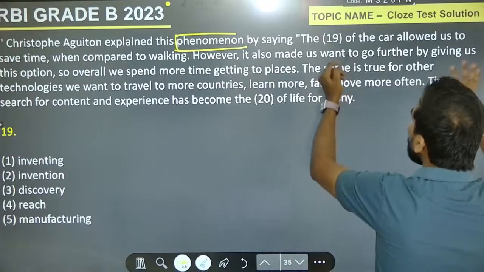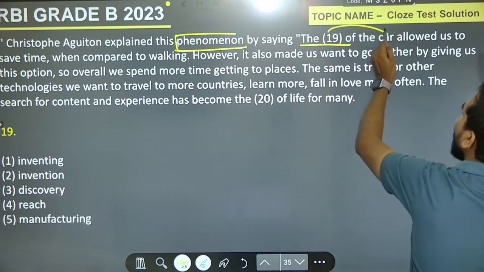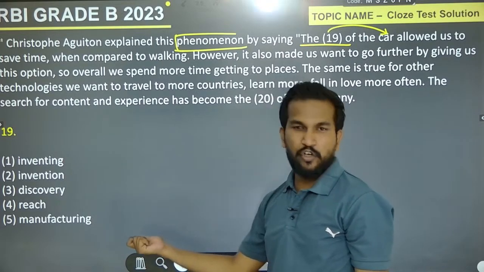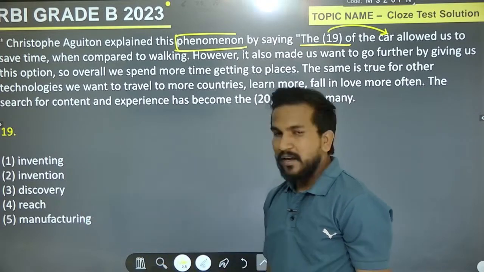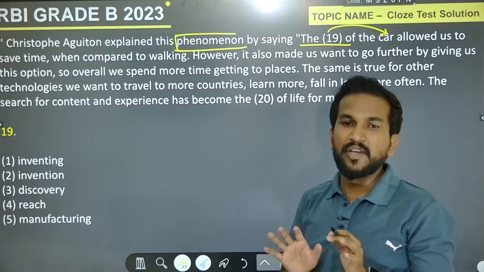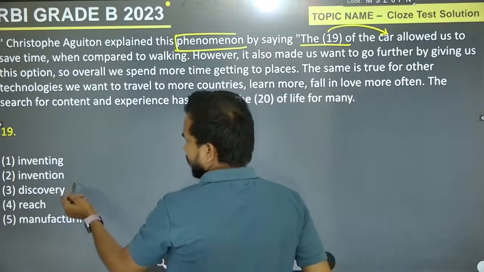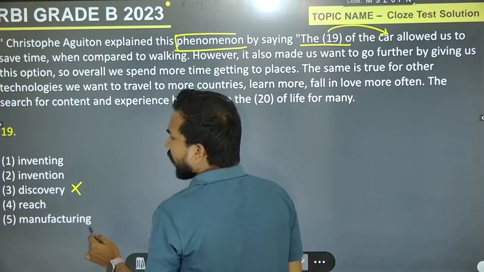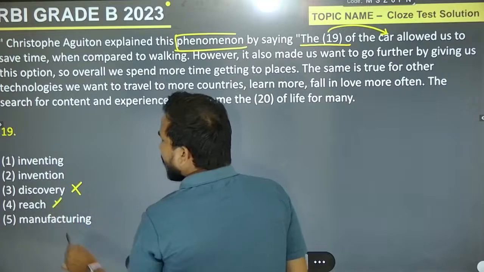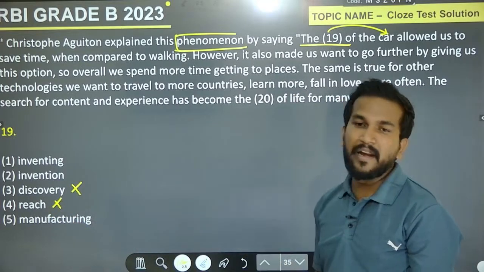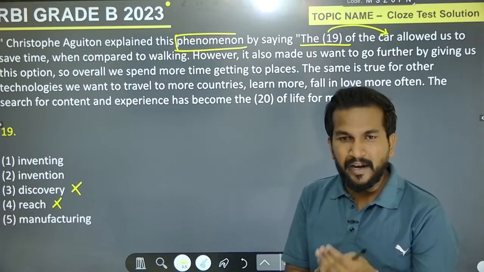Okay, what we are talking about? We are talking about the blink of car. So the inventing of car, or the invention of car, or the discovery of car, have you discovered the car? No sir, we invented it, we made it actually. Usually we can't go for discovery or reach, but students usually get confused about manufacturing, that sir we can manufacture the car also.